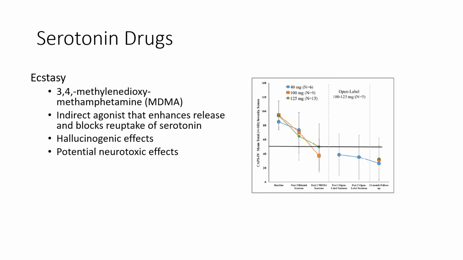Another serotonin drug is ecstasy. So this one's another agonist, but it's another indirect agonist, and it basically enhances release and blocks reuptake of serotonin. So there's just a flood of serotonin going on. There's more being released. There's less being reuptaken.